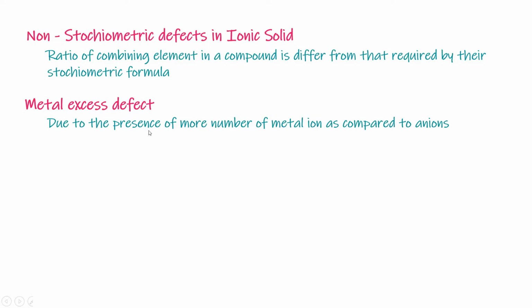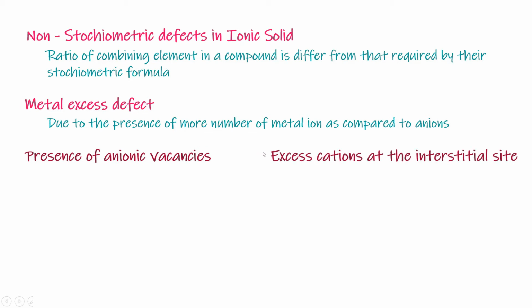To keep the crystalline solid electrically neutral, extra electrons occupy the vacancy to maintain the charge neutrality. Metal excess defect is caused due to the presence of either anionic vacancies or excess cations at the interstitial site. Now see metal excess defect due to the presence of anionic vacancies.